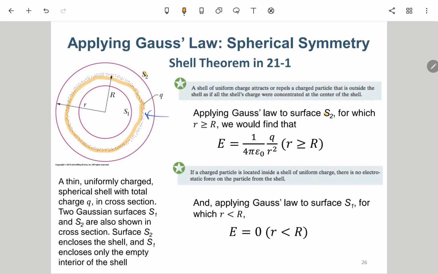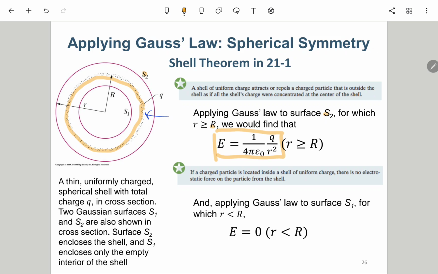Okay, so for this case, we first try to apply the Gauss law to surface S2. S2 is the one larger than the shell, because we would like to consider the E field outside. So we assume a Gaussian surface with an even larger radius, for which r is larger than capital R. Capital R is the radius of the shell. So we would find that it turns out to be like this.